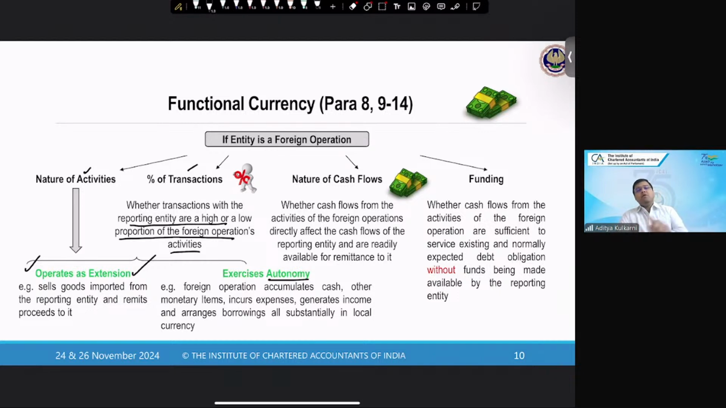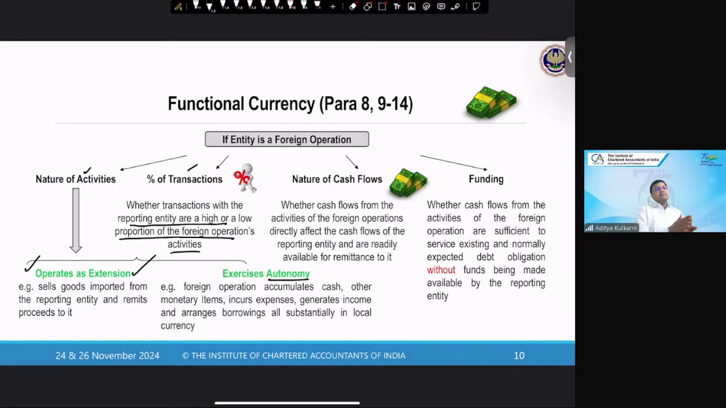Then there will be a small local expense allowance which will be given. That will come from India to UK, and the UK entity is going to use that allowance. Now, if you see this, in every case it happens like this. Now you tell me, transactions with the reporting entity. SBI India is the reporting entity. SBI UK is a foreign operation.